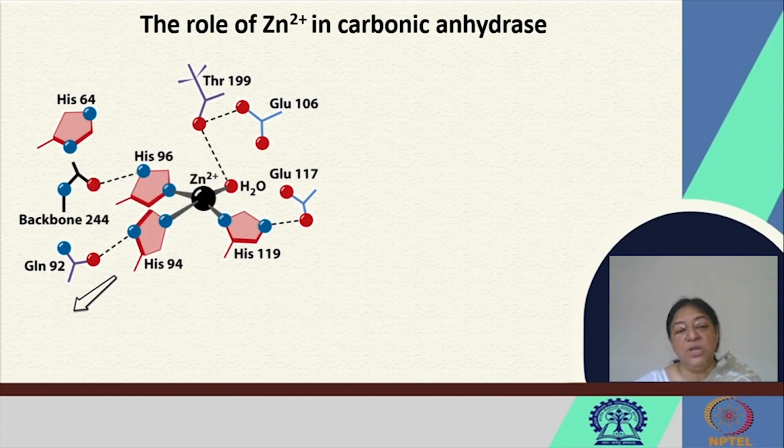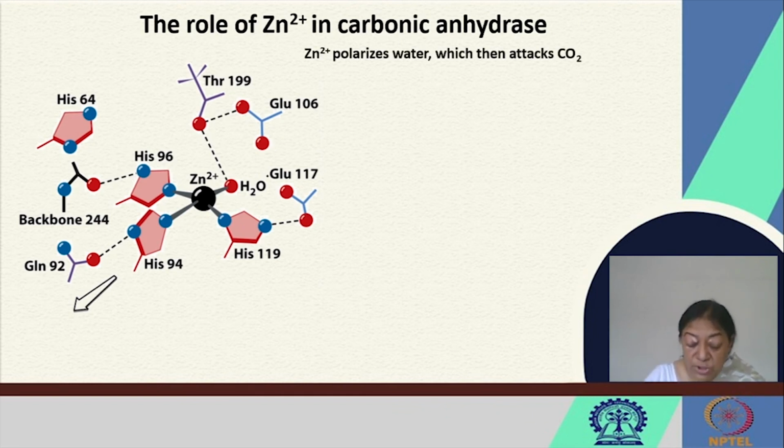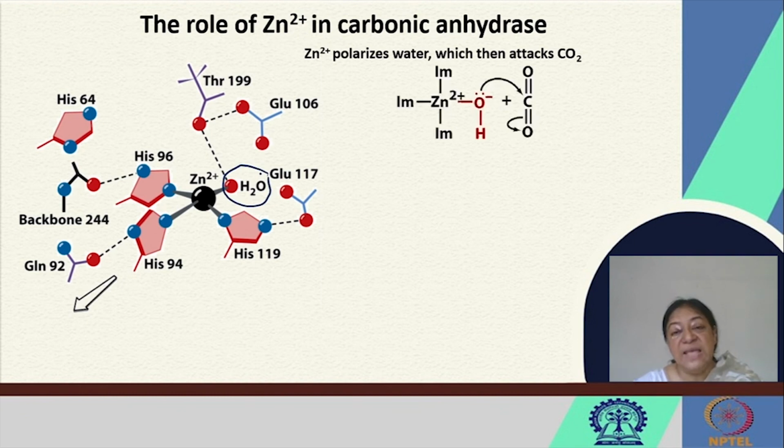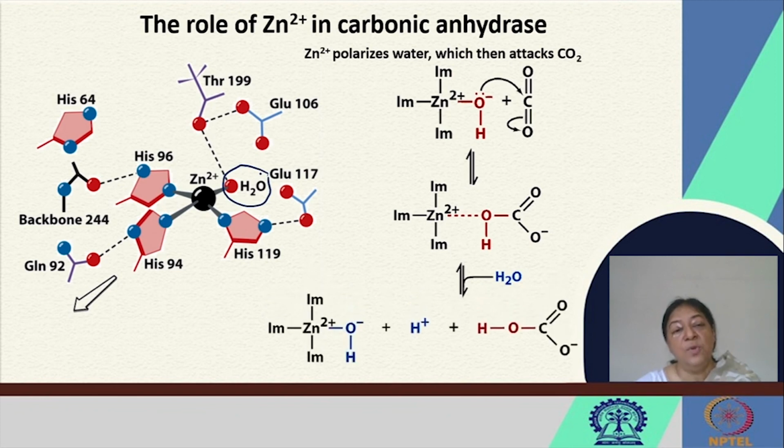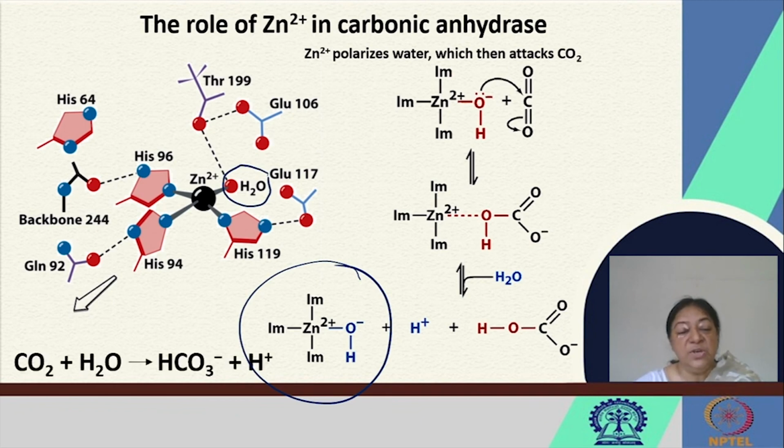The three histidine molecules hold it together in the linkage, and it polarizes the water molecule. So the water molecule that is attached here is polarized by the zinc, that then attacks the carbon dioxide, which subsequently is linked to the Zn2 plus in a manner which is then hydrolyzed to form the bicarbonate ion, and we have our imidazole connected zinc 2 plus. So this is the overall reaction that occurs as we can see it.